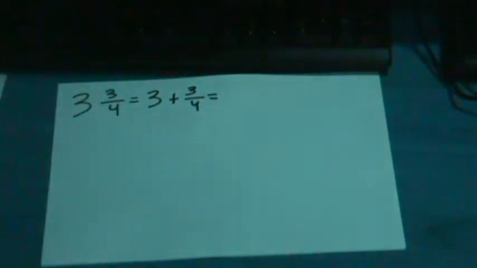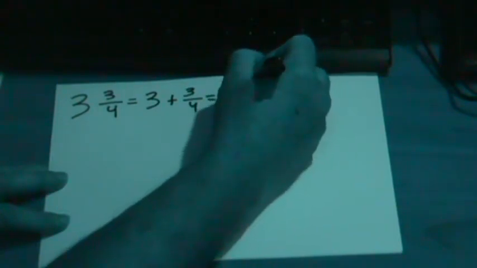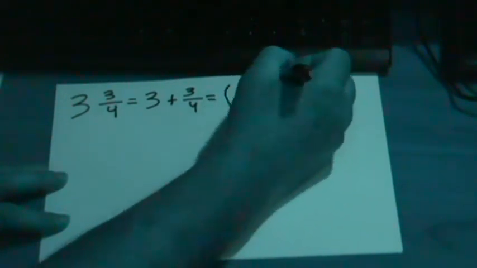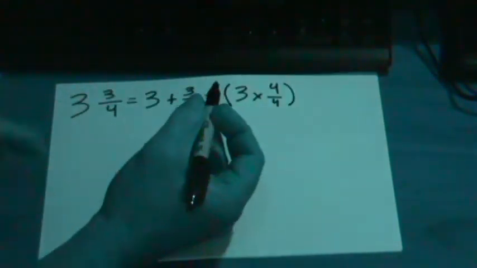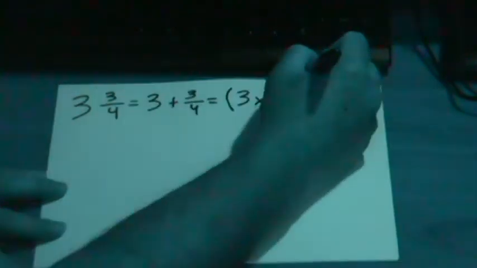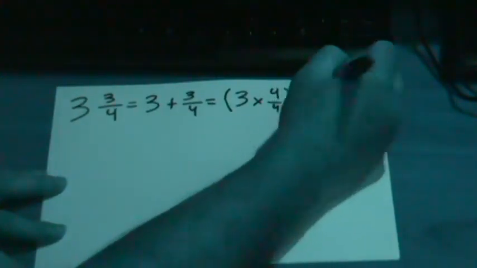And we did this a little bit yesterday. Kind of, in a way. But so we're going to show how we can turn this 3 into an improper fraction. And the way we do that is we go 3 times, and we're dealing with fourths, so 4/4. And 4/4 is basically equivalent to 1, right? But watch what happens. Watch what this becomes.